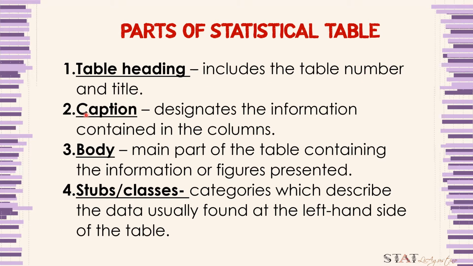We also have the caption, which designates the information contained in the columns, as well as the body in each cell. So the main part of the table containing the information are figures presented. And we have also the stubs and the classes or the categories which describe the data, usually found at the left-hand side of the table.